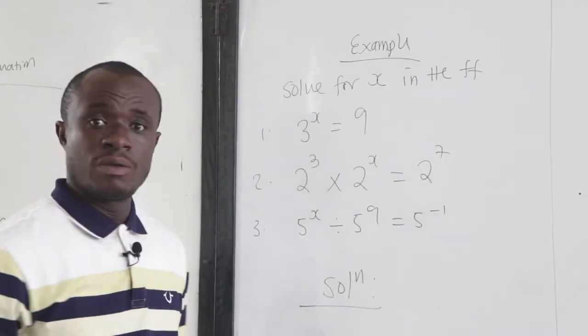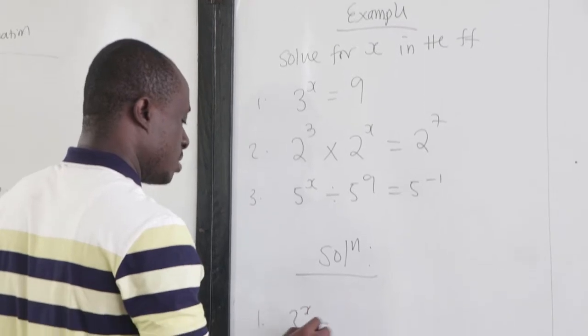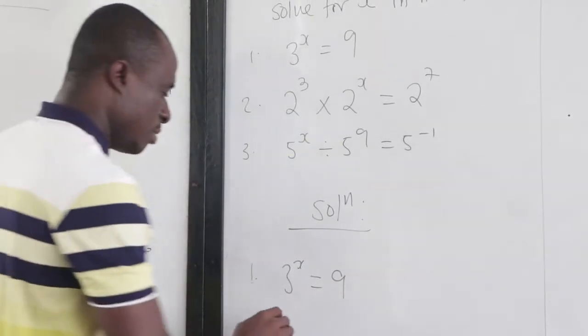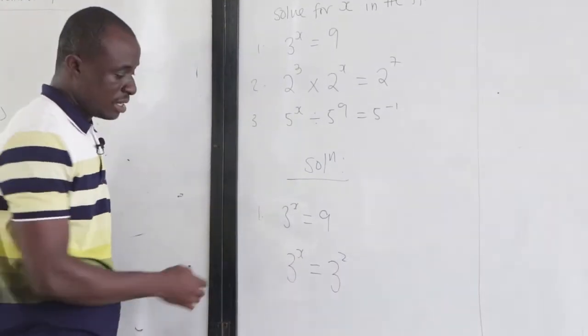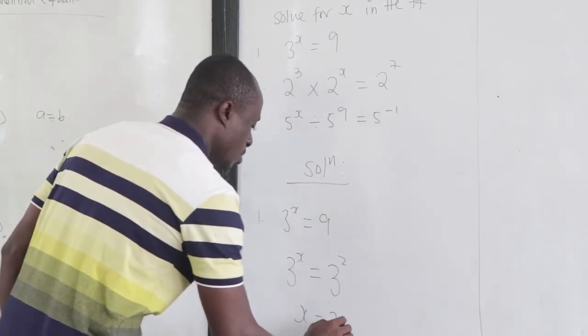Now let's see this example. Solve for x in the following. First one, we have 3 to the power x equal to 9. And what can we do? We can make the bases the same. So you have 3 to the power x. Now 3 to the power 2 is the same as 9. Because the bases are the same, we equate the exponents. So here x is equal to 2.